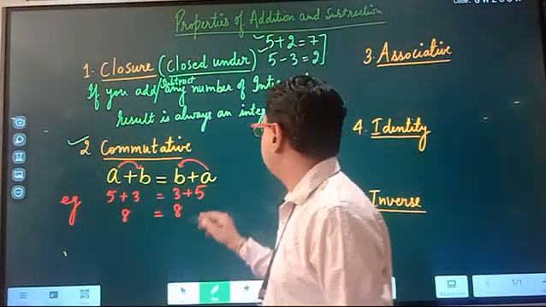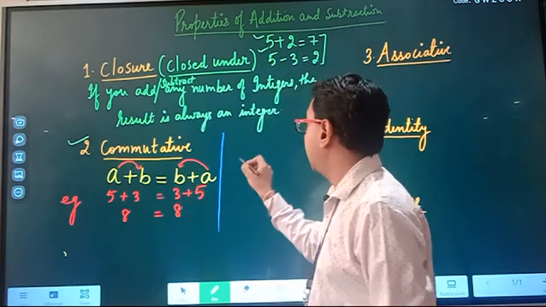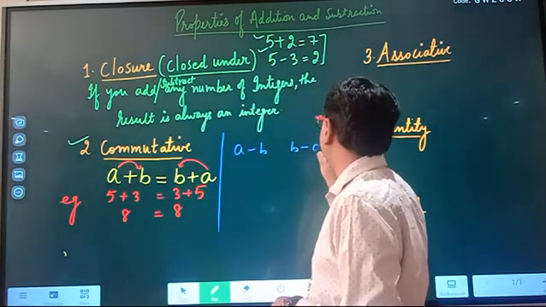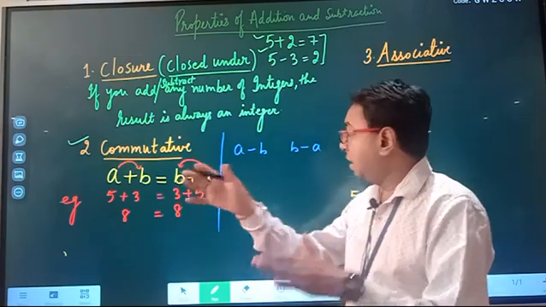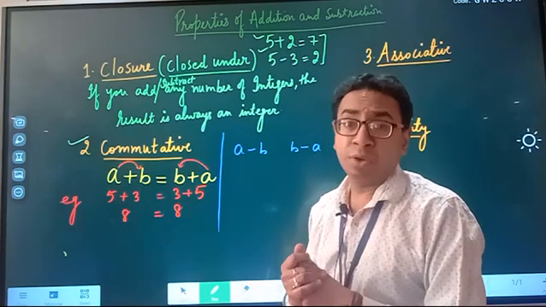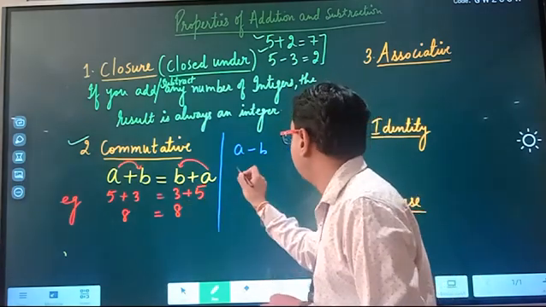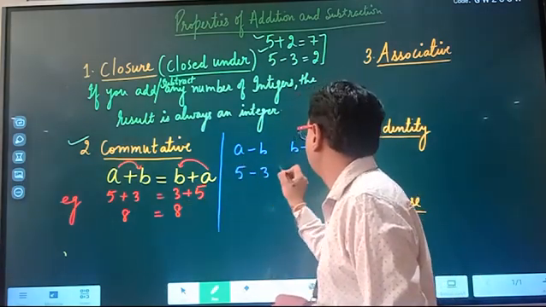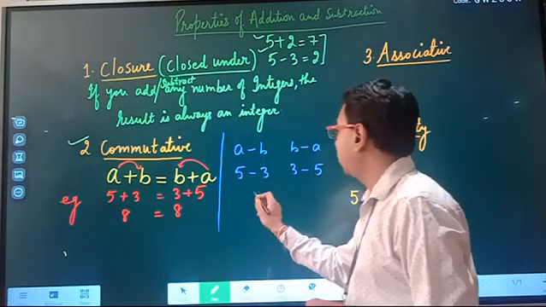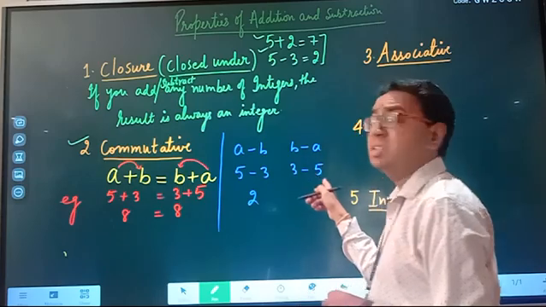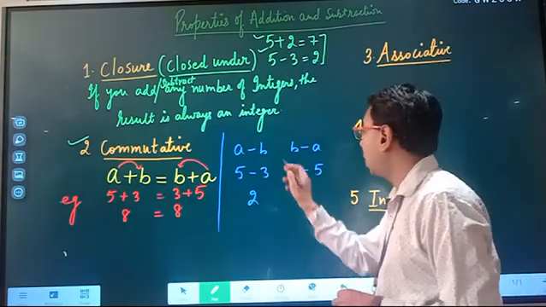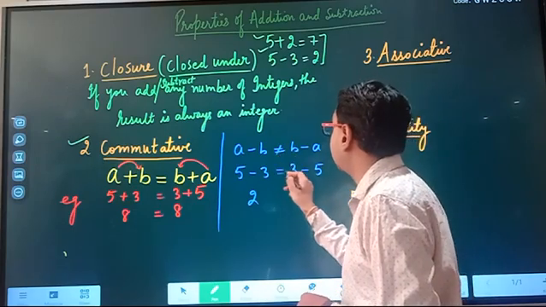Now, if I talk about A minus B equal to B minus A, let's see. Let us take an example, whether subtraction follows the commutative property or not. Let's see, 5 minus 3 and 3 minus 5. This is what we are doing. 5 minus 3 is 2, and 3 minus 5, since 5 is greater, it will be minus 2. Are they equal? No, they are not equal.